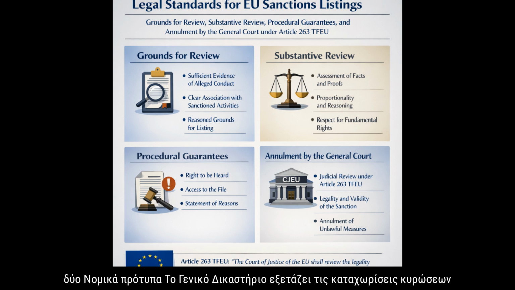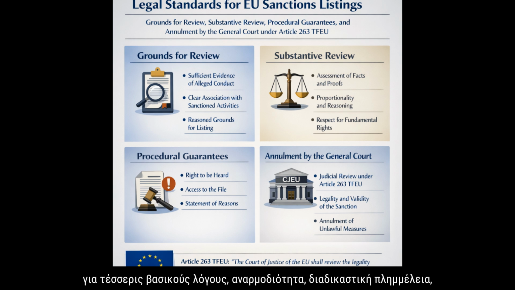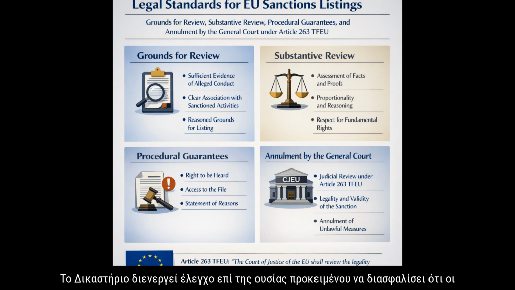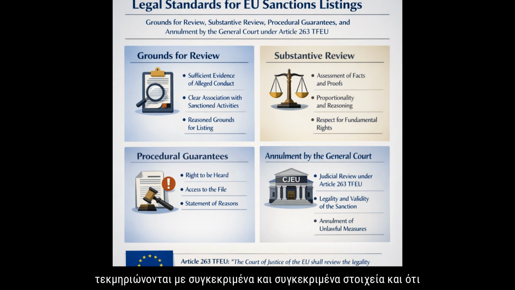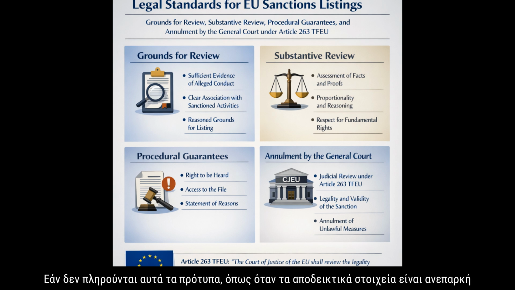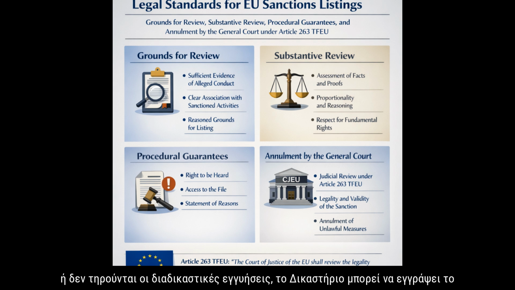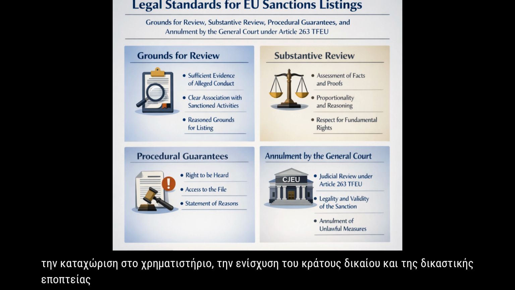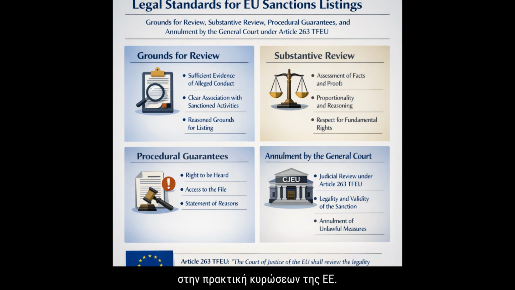2. Legal standards. The General Court reviews sanctions listings on 4 main grounds: lack of competence, procedural error, misuse of powers, and violations of fundamental rights. The court conducts a substantive review to ensure that listings are substantiated by specific and concrete evidence, and that the reasons for listing are adequately disclosed. Fundamental procedural guarantees include the right to be heard and the right to effective judicial protection, as enshrined in Article 47 of the Charter of Fundamental Rights. If these standards are not met, such as when evidence is insufficient or procedural safeguards are ignored, the court may annul the listing, reinforcing the rule of law and judicial oversight in EU sanctions practice.